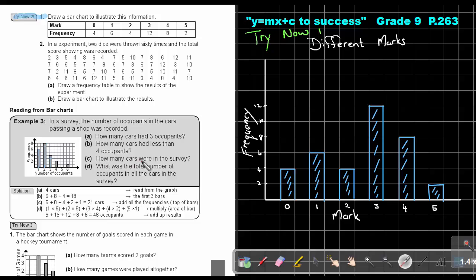And then how many cars were in the survey? That will be all the top positions of the bar. So that will be 6 plus 8 plus 4 plus 2 plus 1. If I add it up, I will come to 21 cars. And then, what was the total number of occupants in all the cars in the survey? This was 1 times 6 plus 2 times 8 plus 3 times 4 plus 4 times 2 plus 6 times 1. If I add all of them up, I will get 48 occupants.